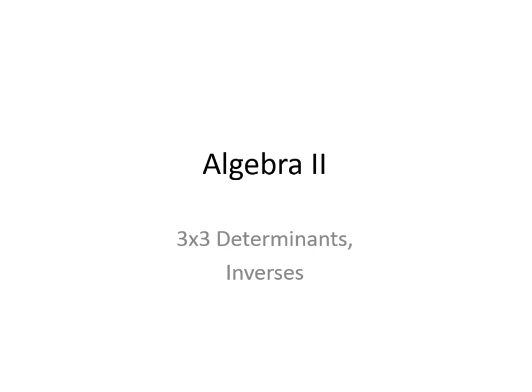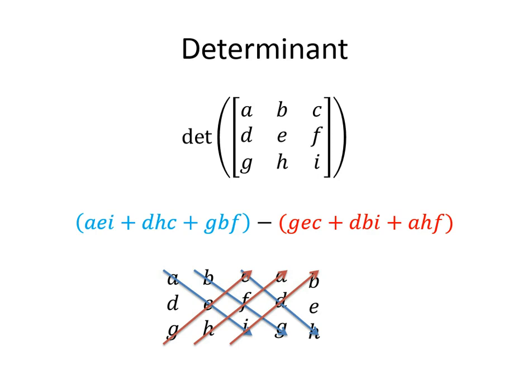Okay, last time we talked about 2 by 2 matrices and determinants and inverses. So now we're moving on to 3 by 3, which is a little more complicated. So let's get into it. First off, we have our determinants.